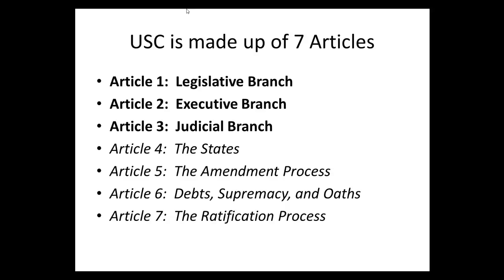Our Constitution is made up of 7 articles or 7 parts. They called them articles, back in the day. 1787 to be precise. The first 3 articles lay out your 3 branches of government: legislative, executive, judicial. You can read. I'm sorry, I didn't mean to read for you.